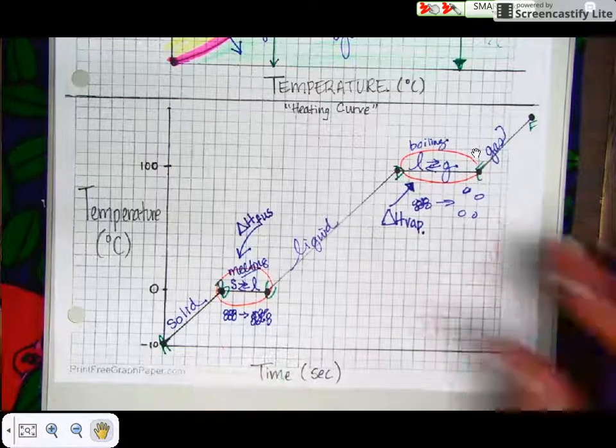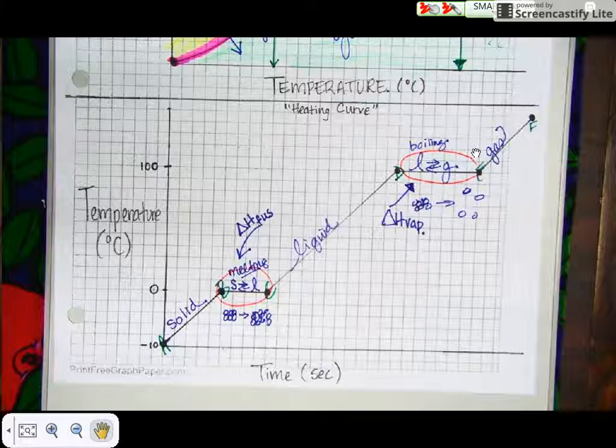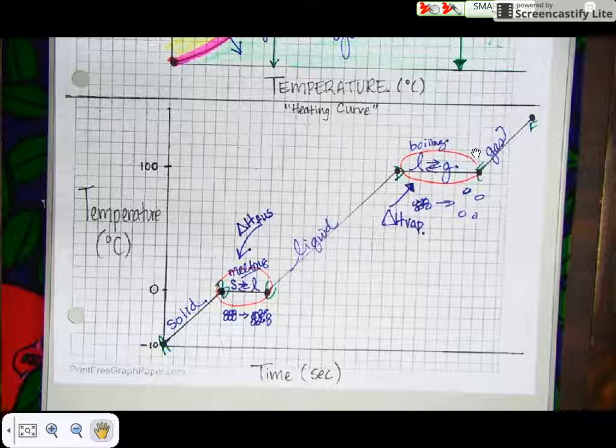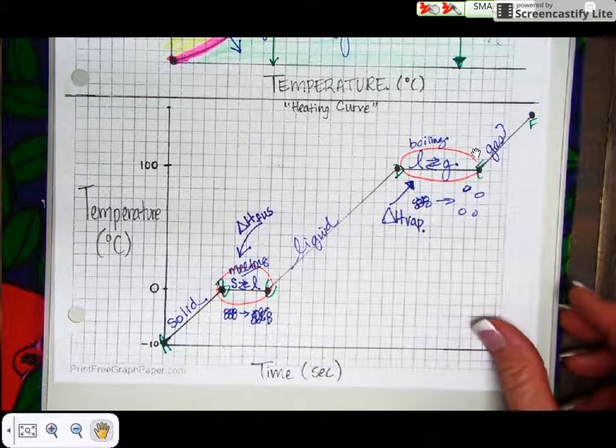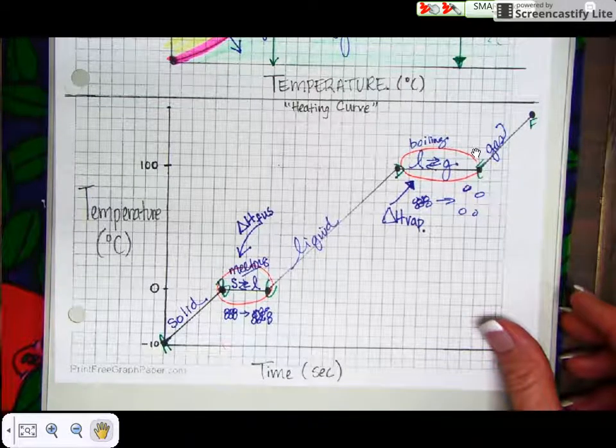All right, so that is the video lesson, a review of the heating curve and the phase diagram. We also in class today worked on your race to the finish review sheet. We did section Roman numeral 1, and we're going to do Roman numeral 2 in class next time.